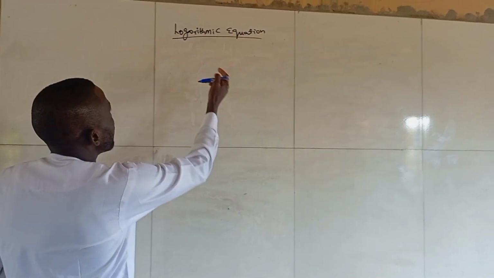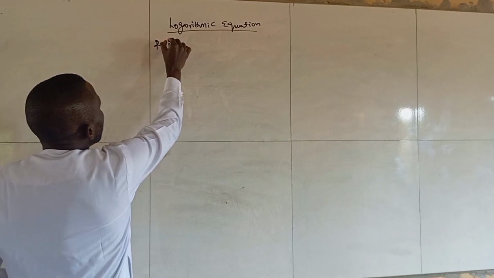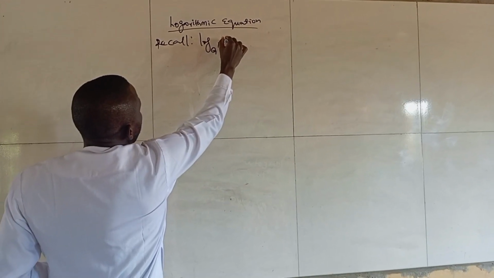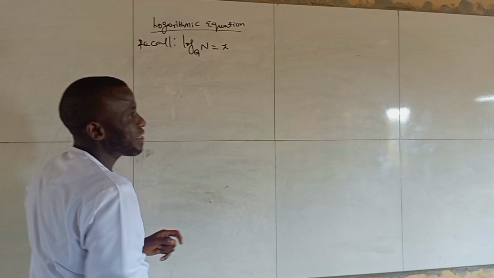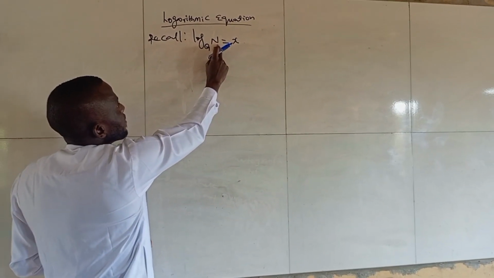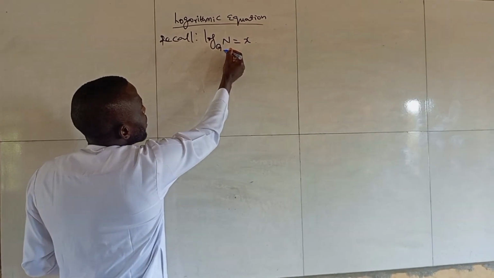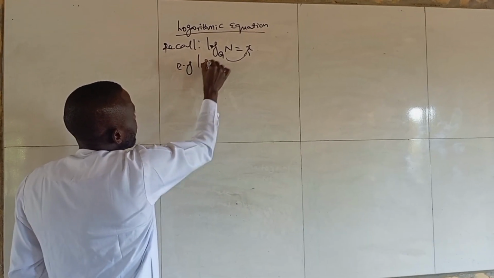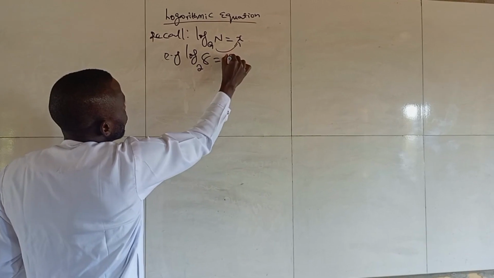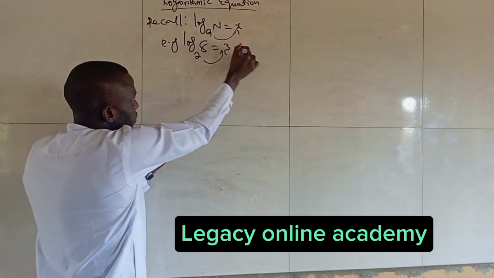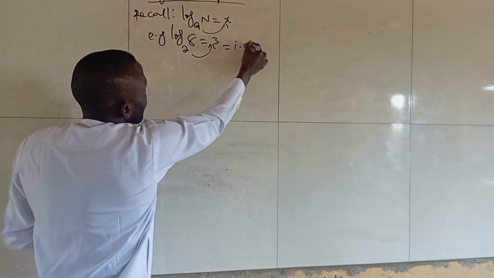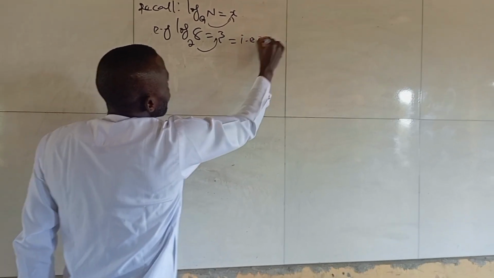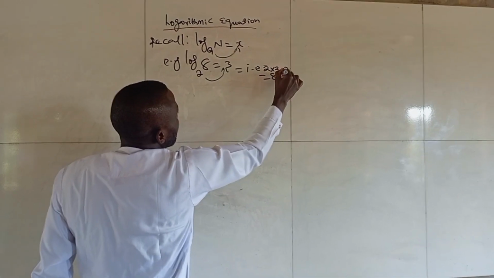So, talking about logarithmic equation, we can simply recall that logarithm to base a of n is equal to x. That means to get this n, we have to raise a to the power of x. We can have it this way: logarithm to base 2 of 8 is equal to 3. That means 2 needs to be raised to the power of 3 to give us 8, i.e., 2 times 2 times 2, which will give us 8.